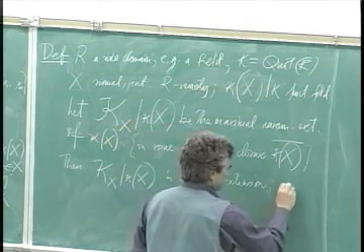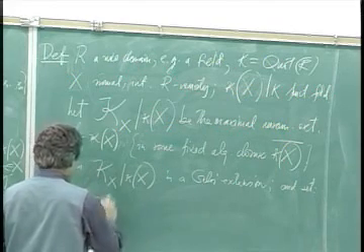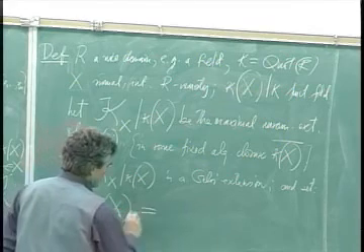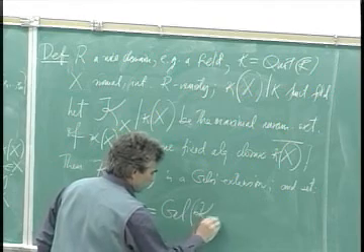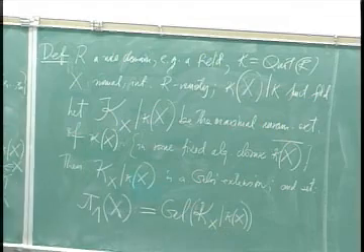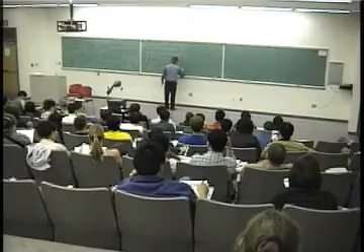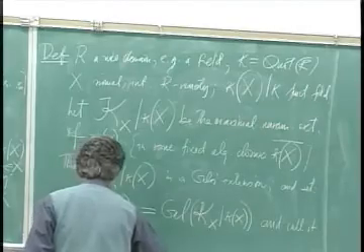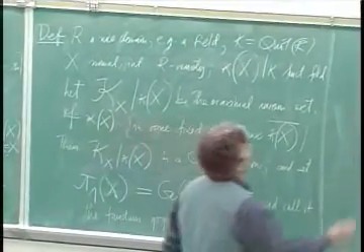And set pi 1 of x equals the Galois group of this large K of x over K of x, kappa of x. And call it the fundamental group of x. Now, obvious remark.